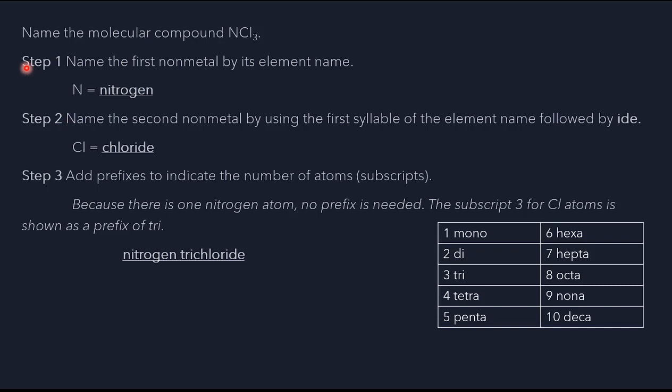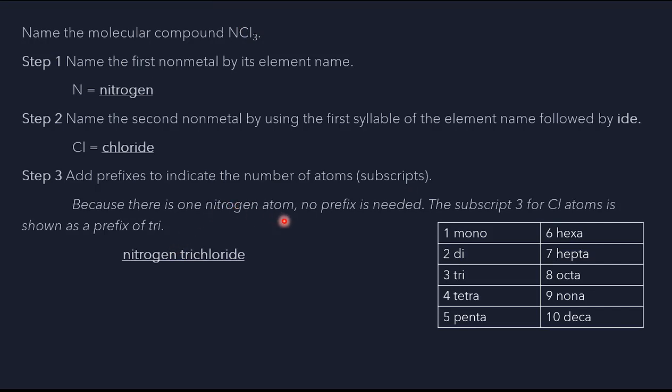All right, so again, step 1, name the first nonmetal by its element name, nitrogen. Step 2, name the second nonmetal by using the first syllable followed by "ide," chloride, and then add our prefixes to indicate the number of atoms as seen in the subscripts right here of the molecular formula.